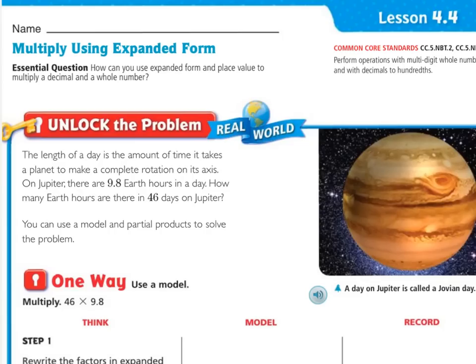Before we begin Unlock the Problem, I want you to remember that these are different strategies on how to solve multiplication problems with a whole number and a decimal, and they are not the only way to solve these problems, but we are, again, focusing on just one strategy. And expanded form, the model that we're going to be using, is also known at some places as the area model. So let's keep that in mind too as we're working through this strategy.